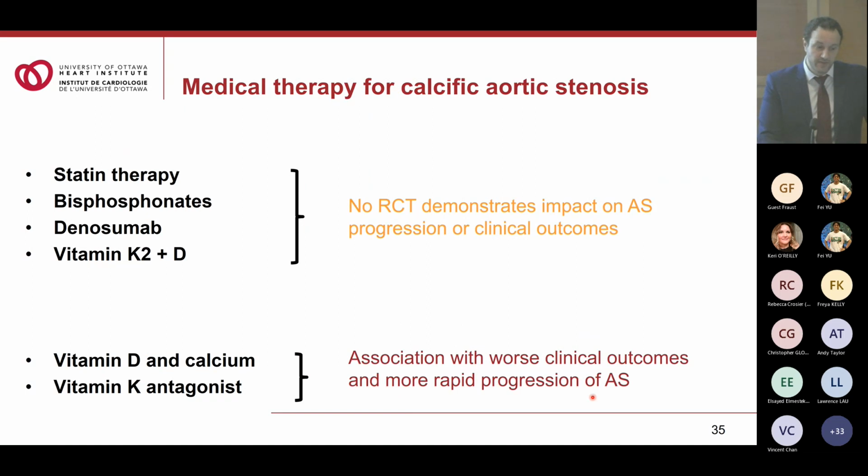So to summarize, medical therapy for calcific AS, really no RCT has demonstrated an impact for AS on clinical outcomes. Vitamin D, calcium, and vitamin K antagonists really are associated with worse prognostic outcomes.